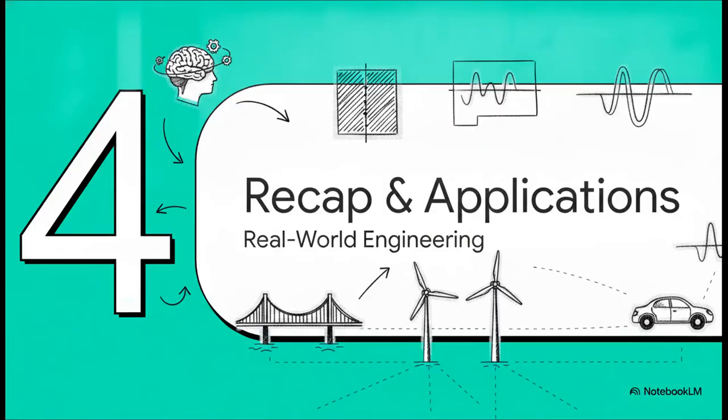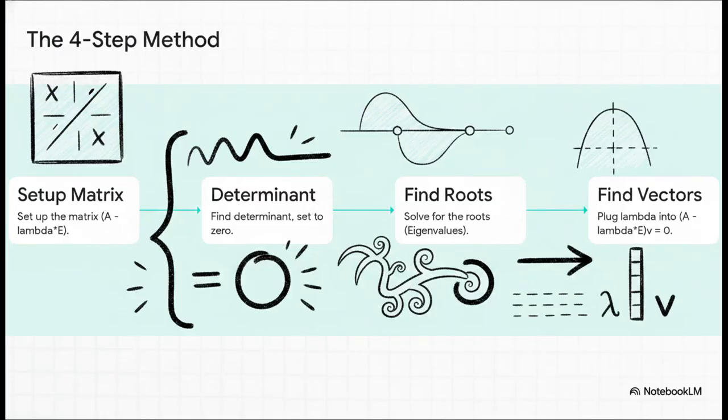Finally, Section 4, Recap and Real-World Engineering Applications. Okay, here is your ultimate exam survival guide. If you just memorize this 4-step algorithm, you're going to confidently navigate literally any eigenvalue problem they throw at you. Step 1, set up the matrix with lambda subtracted straight down the diagonal. Step 2, find the determinant to create your characteristic polynomial. Step 3, solve for the roots to get your eigenvalues. And step 4, plug them back in and use Gauss to find your eigenvectors. That's it. That is the whole game.